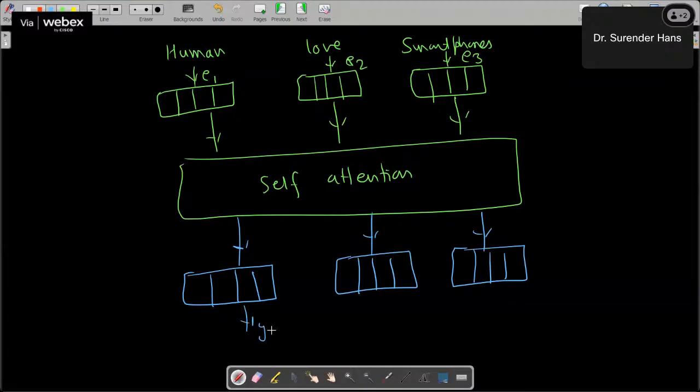Okay, so this one is y1, this one is y2, this one is y3. So now the question is how self-attention works. First of all, you can do a static analysis of these three words, maybe using any word embedding technique. You can use whatever embedding technique, and send it to the self-attention block.